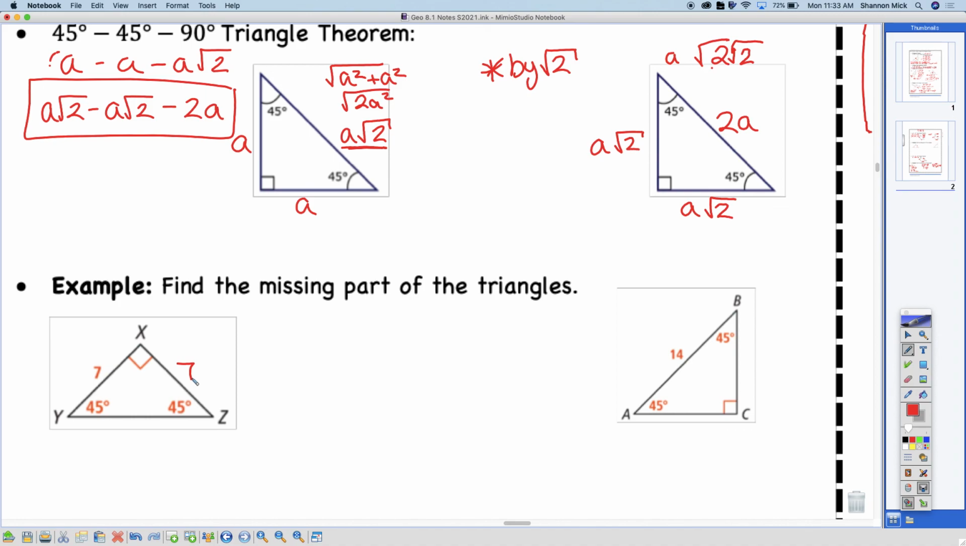But now I have to get this one, which we're going to use the 2A, aren't we? We're going to use 2A, so we have to figure out what A is, don't we? So we have 7 equals what? 2A. No, 7 is a leg, so it's A square root of 2. Okay, 7 is across from 45. Everyone see that? So we go 45 and drop down and use what? A square root of 2.